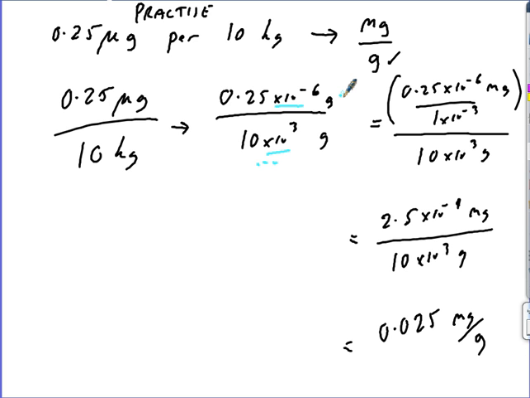And so to convert that top line to milligrams, once again, I'm putting this milli in, which is times 10 to the minus 3, so I've got to divide by 10 to the minus 3. So that becomes 0.25 times 10 to the minus 6 divided by 1 times 10 to the minus 3 milligrams. Do that in my calculator. I get that's equal to 2.5 times 10 to the minus 4 milligrams, all over 10 times 10 to the 3 grams. Figuring out this ratio then tells me that 0.25 micrograms per 10 kilograms is the same as 0.025 milligrams per gram.